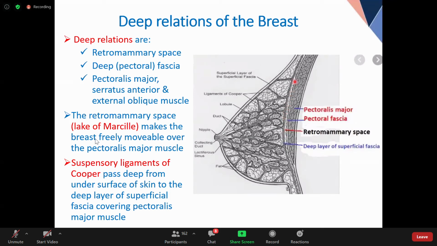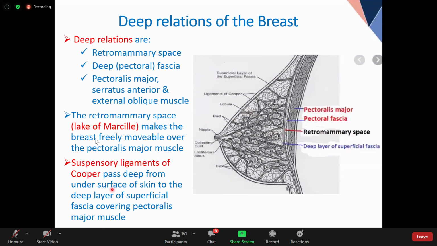What structures are deep to the breast? As you can see now, I can simply read: retromammary space, it's here. Deep pectoral fascia, it's here. Pectoralis major, and if we see from in front, two other muscles also partly lie deep to the breast. One is the serratus anterior and partly the external oblique muscle. The retromammary space, also called the bursa of Chassaignac, makes the breast freely movable over the pectoralis major muscle. And then there are very important suspensory ligaments of Cooper. They pass deep from the under surface of the skin to the deep layer of the superficial fascia covering the pectoralis major muscle.